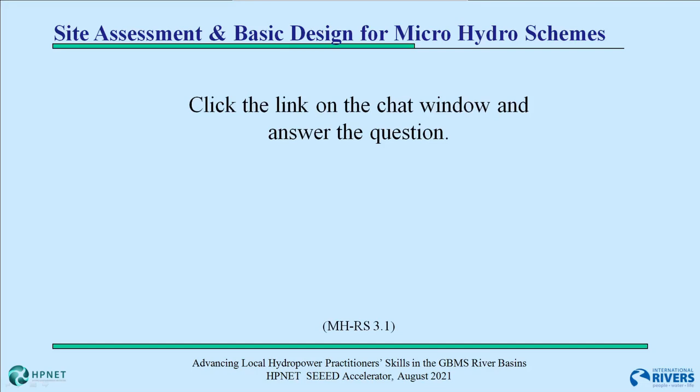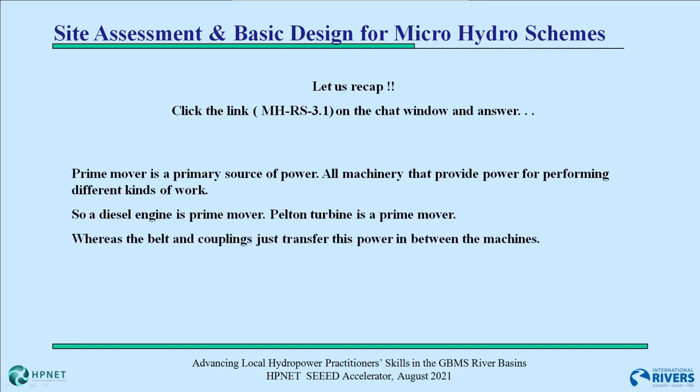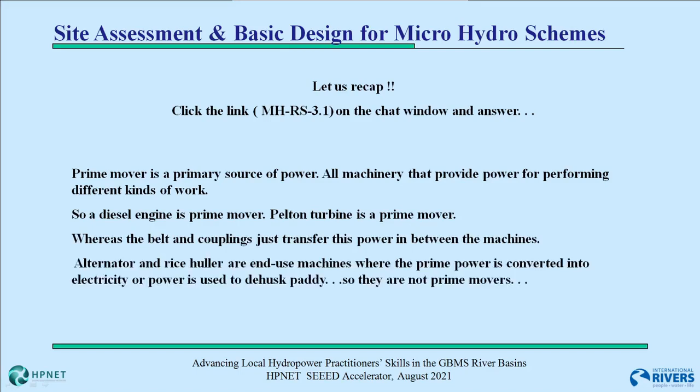Prime mover is a primary source of power. All machinery that provides power for performing different kinds of work are prime movers. So, a diesel engine is a prime mover. Pelton turbine is a prime mover. Whereas, the belt and couplings transfer this power in between the machines. So they are not prime movers. They are just equipment to transfer the power. Alternator and rice huller are end-use machines where the prime power is converted into electricity or mechanical power is used to dehusk paddy. So, they are also not prime movers.